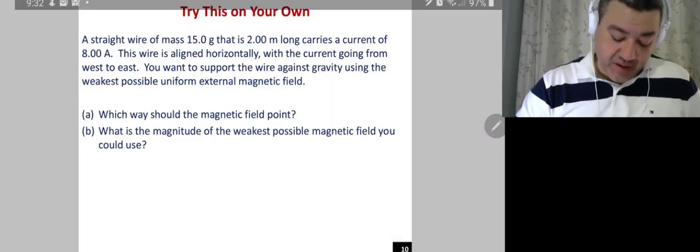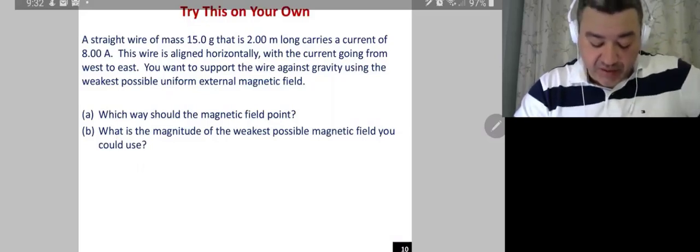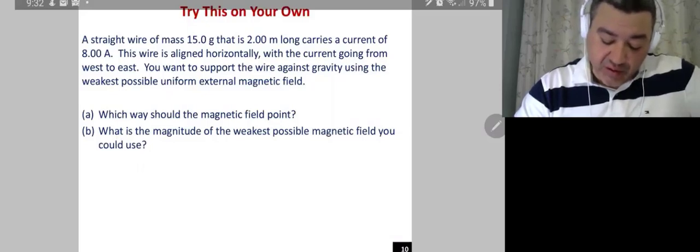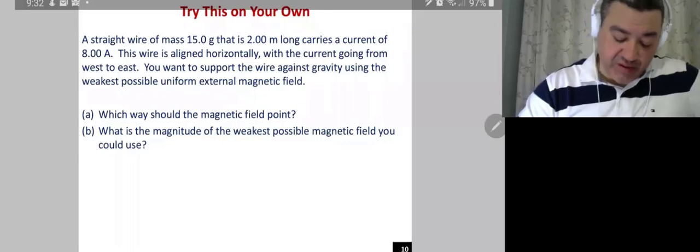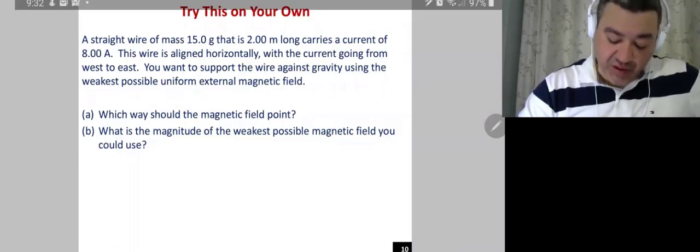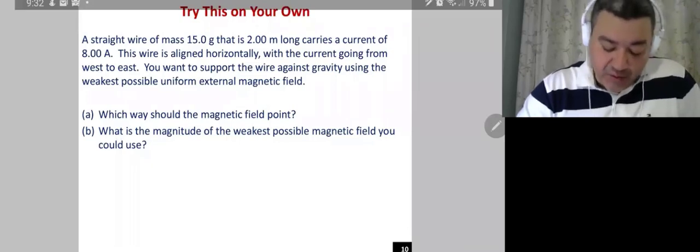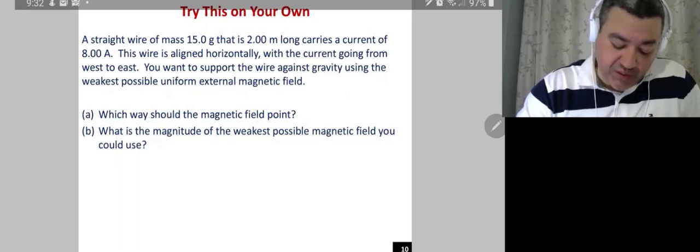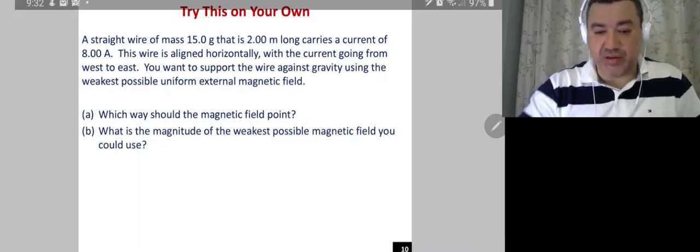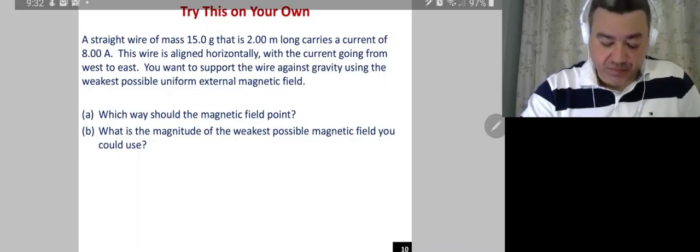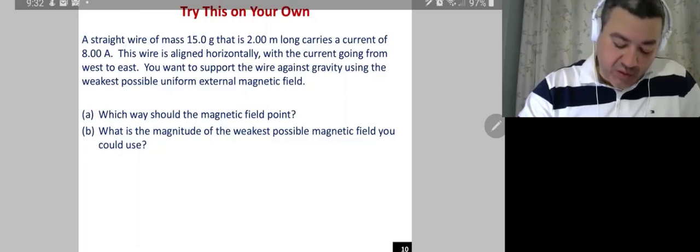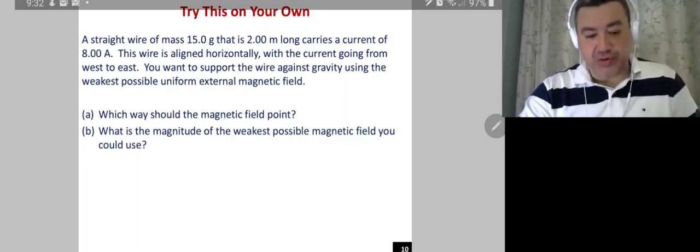We have a straight line of a mass 15 gram that is 2 meter long, carries a current of 8 ampere. This wire is aligned horizontally with the current going from the west to the east. You want to support the wire against gravity using the weakest possible uniform external magnetic field. Which way should the magnetic field point?